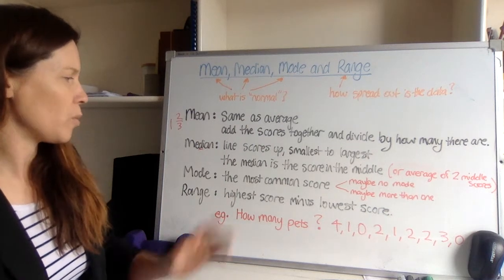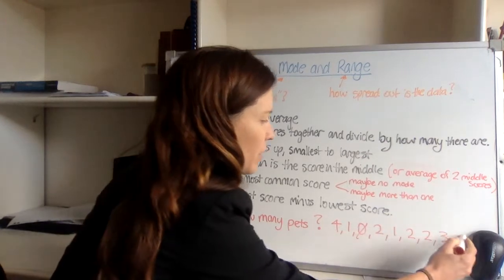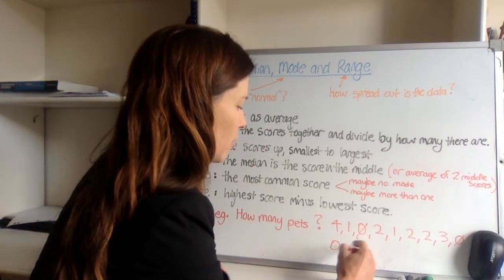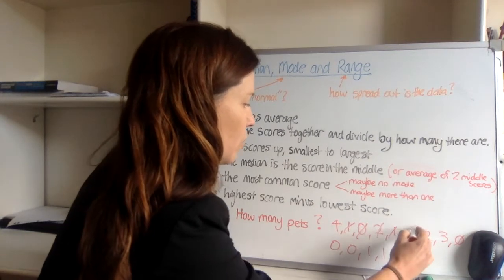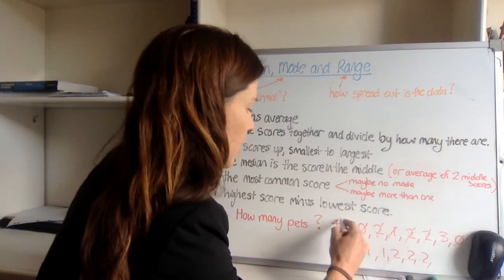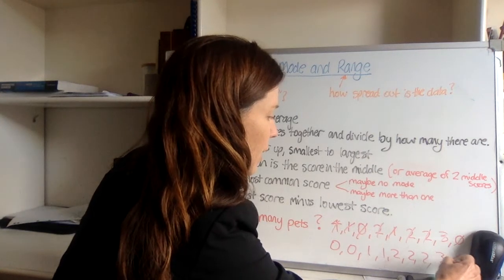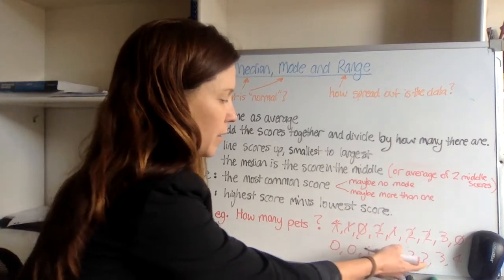Okay, the median. Well, we have to line the scores up, don't we? So make sure you count them all. I like to cross them off as I use them and as I rewrite them down. I've got 2 zeros, 1 and 1, 2, 2, 2, and then there's a 3 and a 4. And it's not a bad idea even just to double check you've got them all. 1, 2, 3, 4, 5, 6, 7, 8, 9.